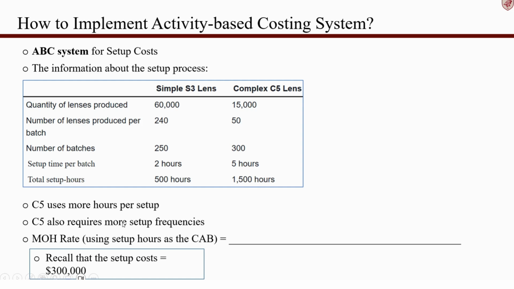Right? So applying the setup hour as our allocation base, our activity rate under the ABC is going to be calculated based on the $300,000 over the total setup hours used across these two different lenses. So that's going to be 2,000 setup hours. This basically means that they're going to allocate the setup cost to each type of lens at $150 per setup hour.